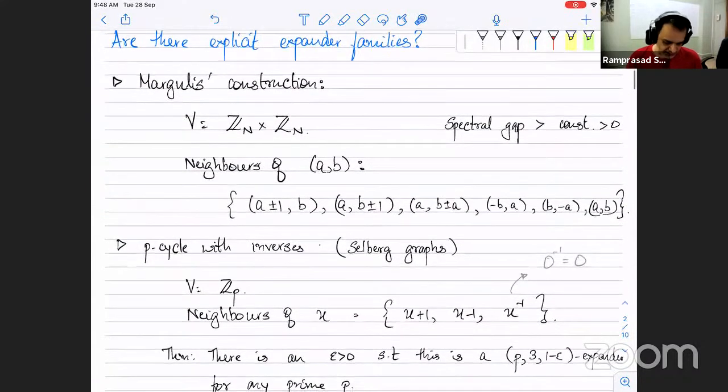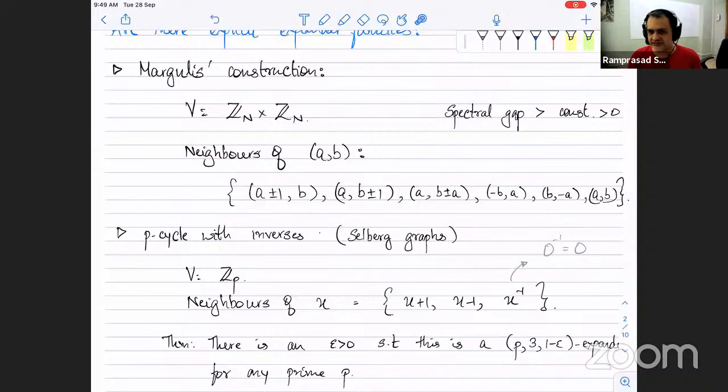We saw another example, which was a really simple description of a graph: you take your vertex set to be all residues modulo a prime, that is 0, 1, 2, 3, all the way till p minus 1. And you connect vertex u to u plus 1, u minus 1, and u inverse. Whenever you see a 0 and you want to compute 0 inverse, you just say 0 inverse is itself. And this also turns out to have a spectral gap. There is some fixed epsilon greater than 0, such that for all choices of primes p, lambda is like 1 minus epsilon.